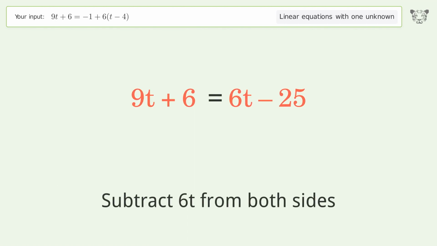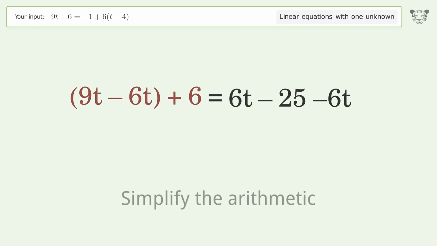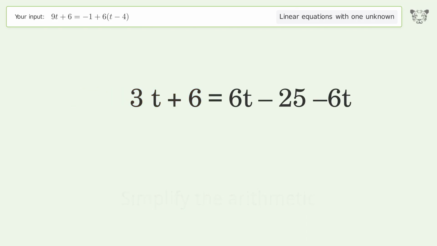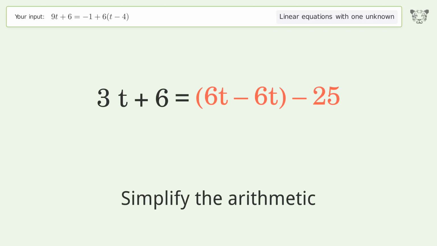Subtract 6t from both sides. Group like terms. Simplify the arithmetic. Group like terms. Simplify the arithmetic.